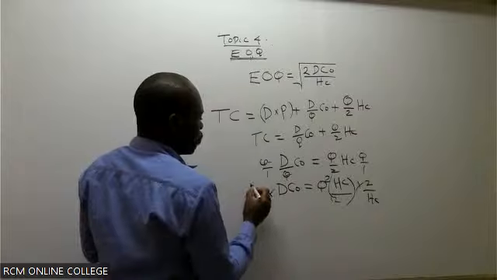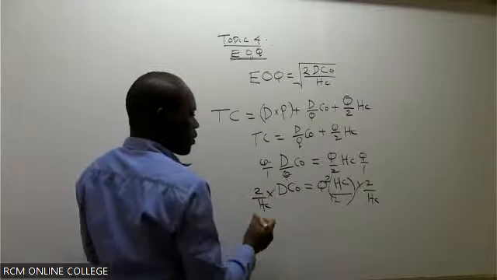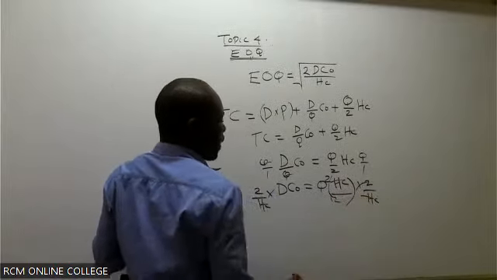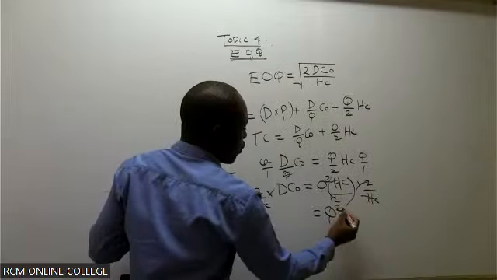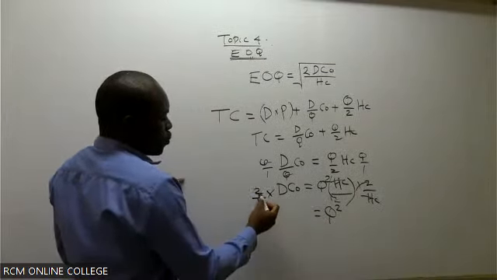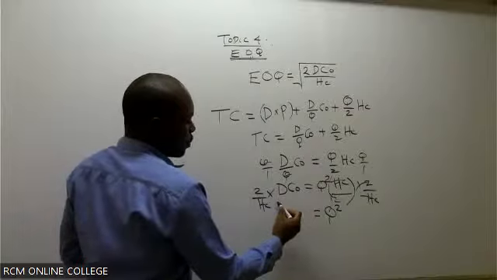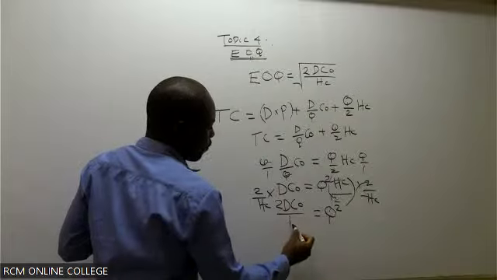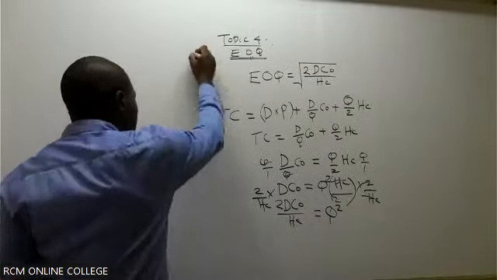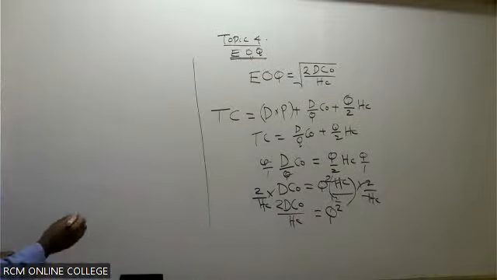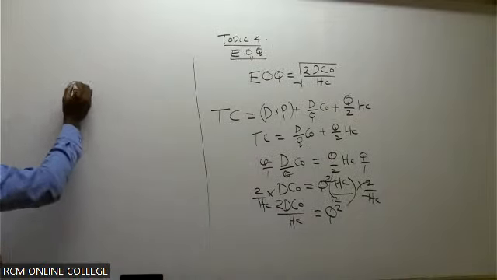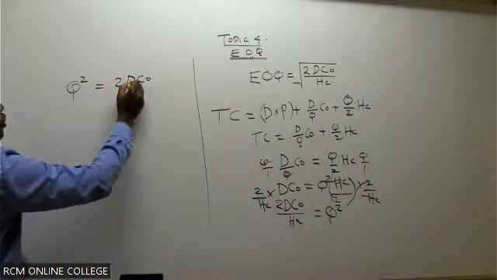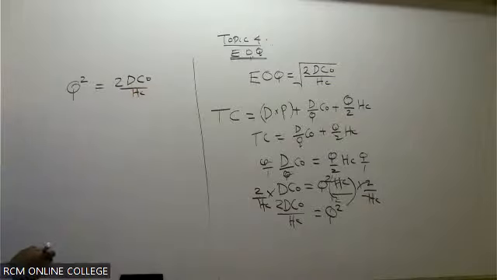Take 2 over HC. So of course, I've already eliminated this one here. I'm remaining with Q squared equivalent to 2 multiplied by this, which will be 2DCO, and of course over HC. Having done that, I now get to this part, and I will be able to see I have Q squared is equivalent to 2DCO over HC, which is the holding cost.